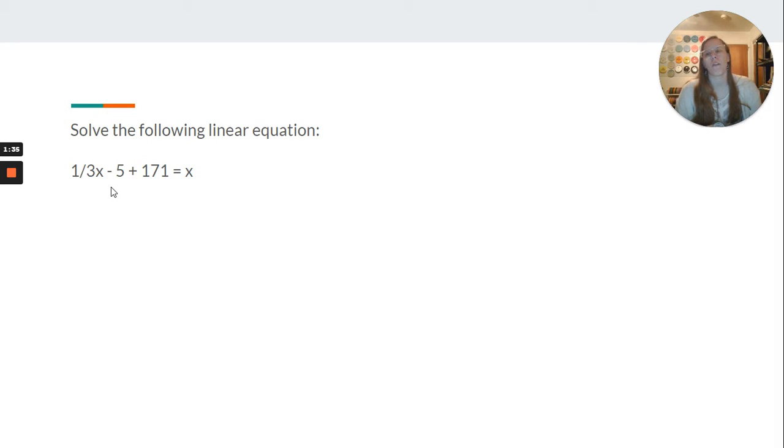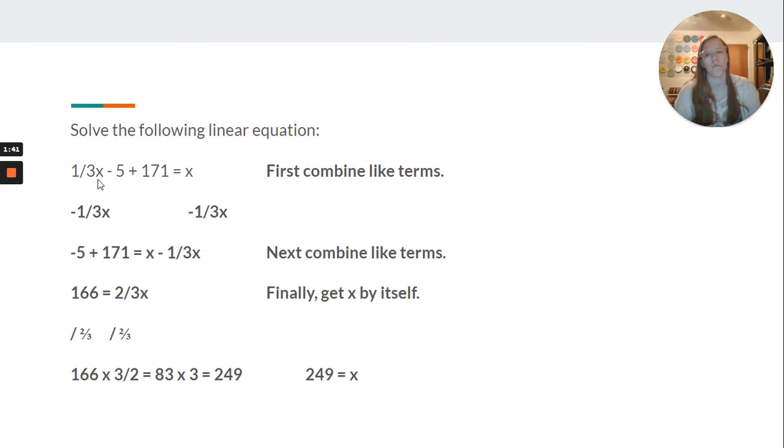How about this one? We have 1/3 x minus 5 plus 171 equals x. So first combine like terms. So negative 5 plus 171, or we can move x to the other side too. So we'd have negative 5 plus 171, x minus 1/3 x. So 166 equals 2/3 x.